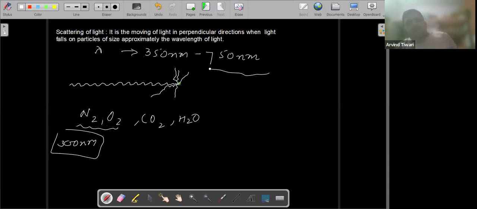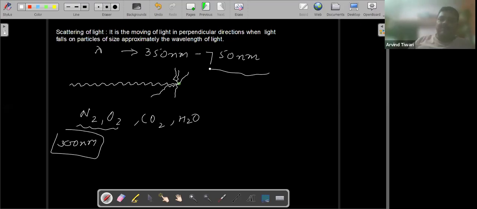Okay. So due to the molecules of air, the smaller wavelengths are scattered, and that is the reason we say that violet color is scattered the most, followed by the indigo and blue colors, and that is the reason we observe the color of the sky to be blue.